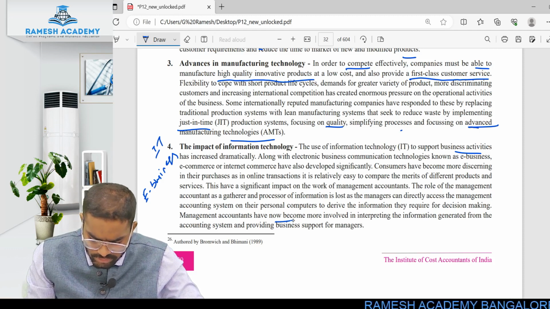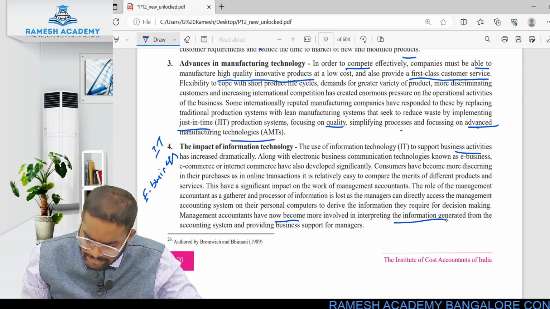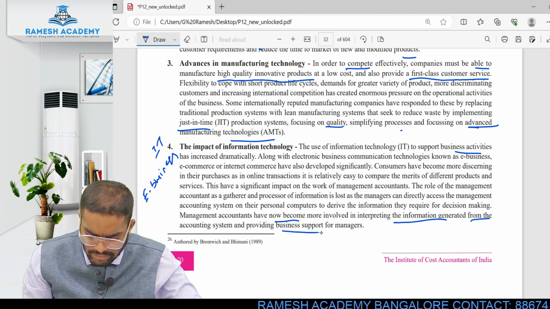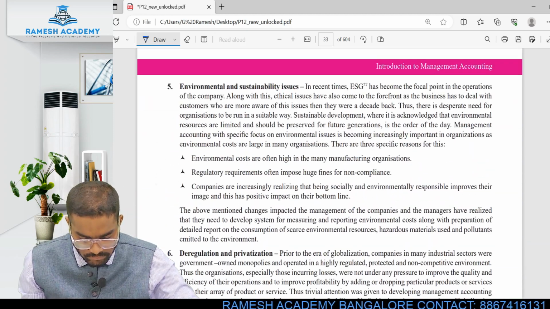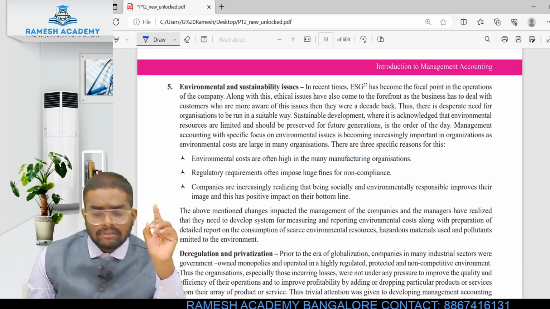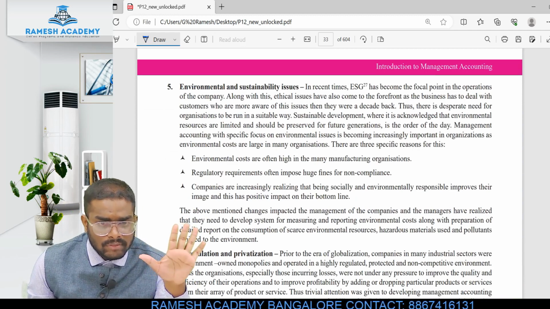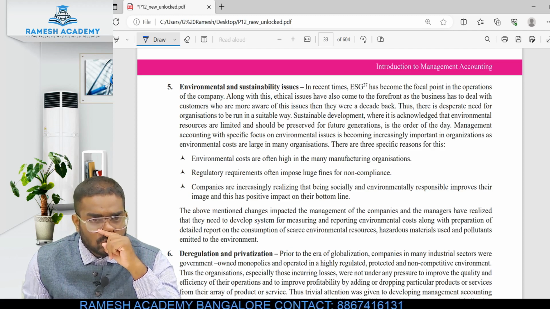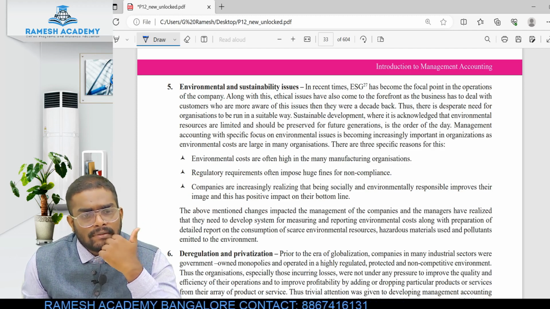So management accountants have now become more involved in interpreting the information received from the accounting system and providing business support to the managers. So management accounting has business objectives. Over and above that, he has some environmental objectives also. He has to protect his environment.